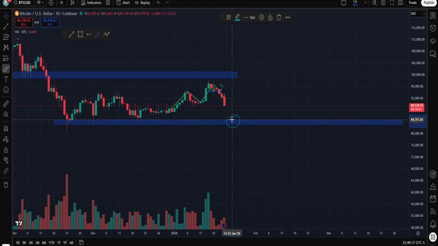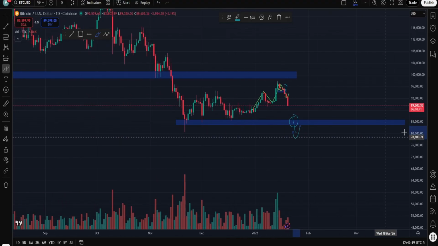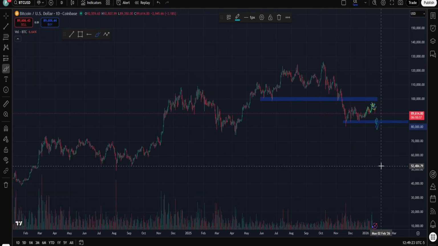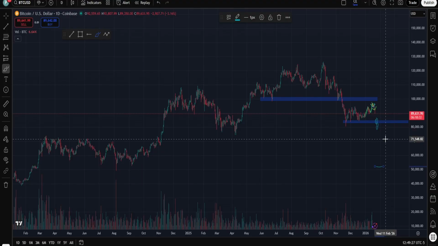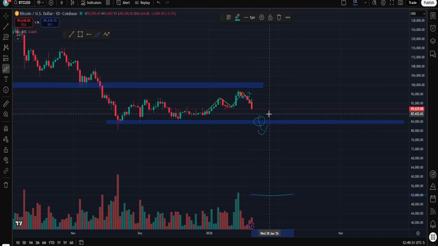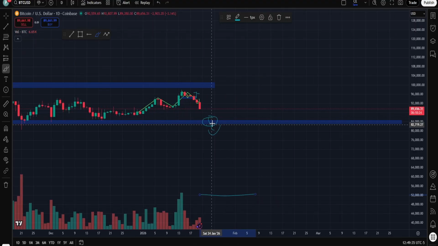If somehow we do break below the 84K, then we're really going to be looking at a major freefall, potentially all the way to this 52,000 level, this 71 to 52,000 area. And so those are obviously the scenarios that we are waiting for and anticipating. But I think that we have a higher chance of accumulating at 84 than we do of breaking below 84.